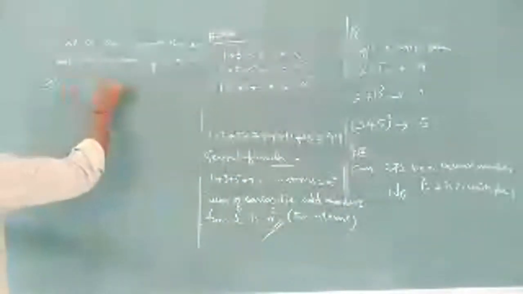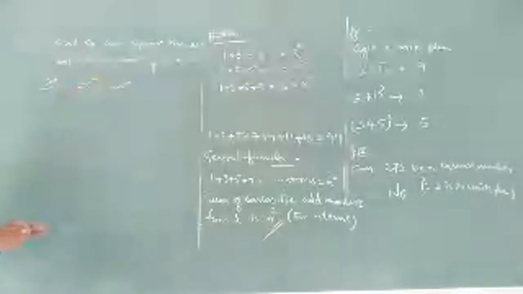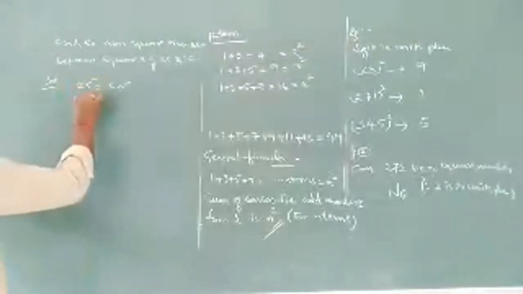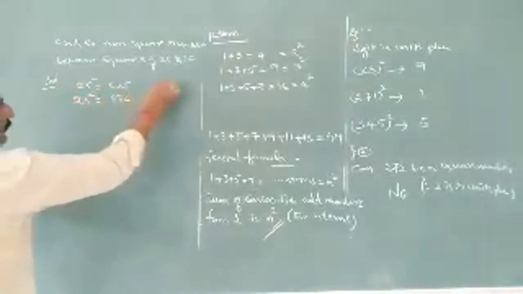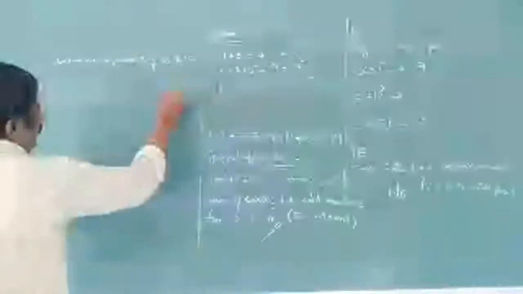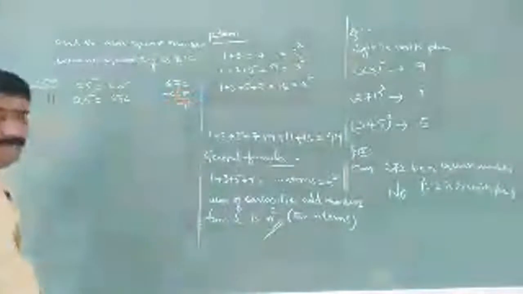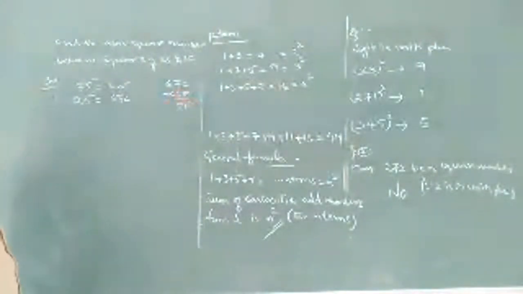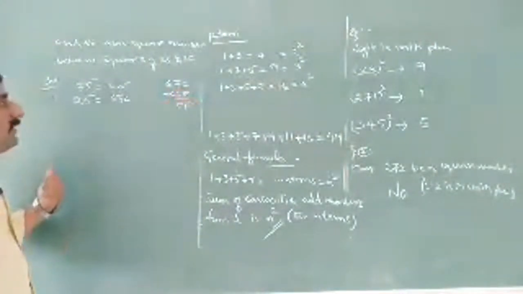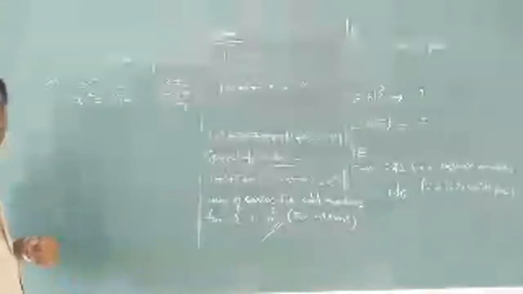25 square is 625. 26 square is 676. What is 676 minus 625? 51 we have here. Now let me check how many numbers are going to be here.